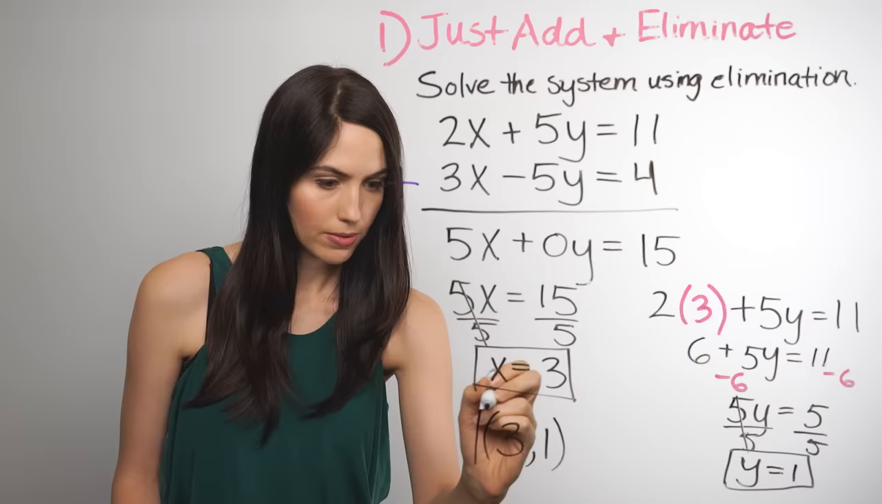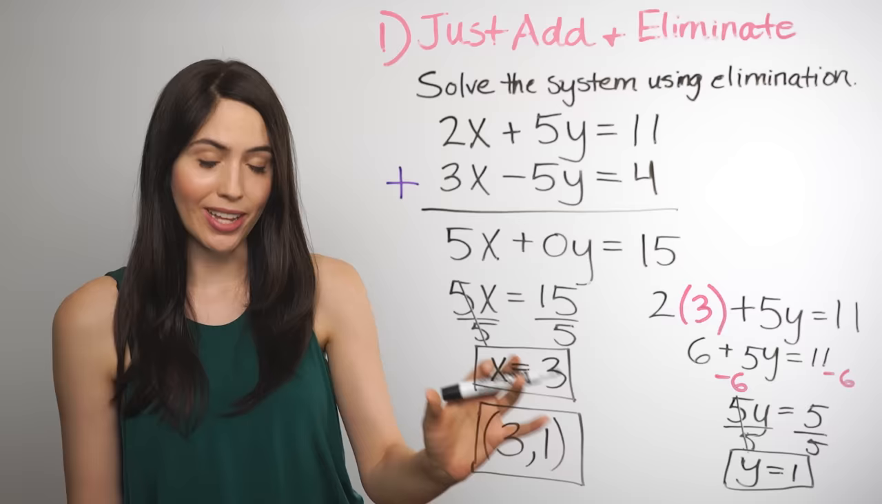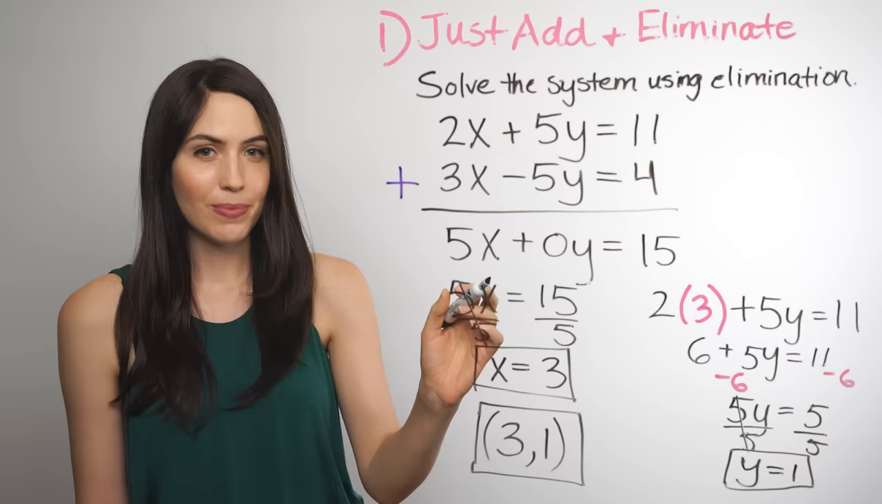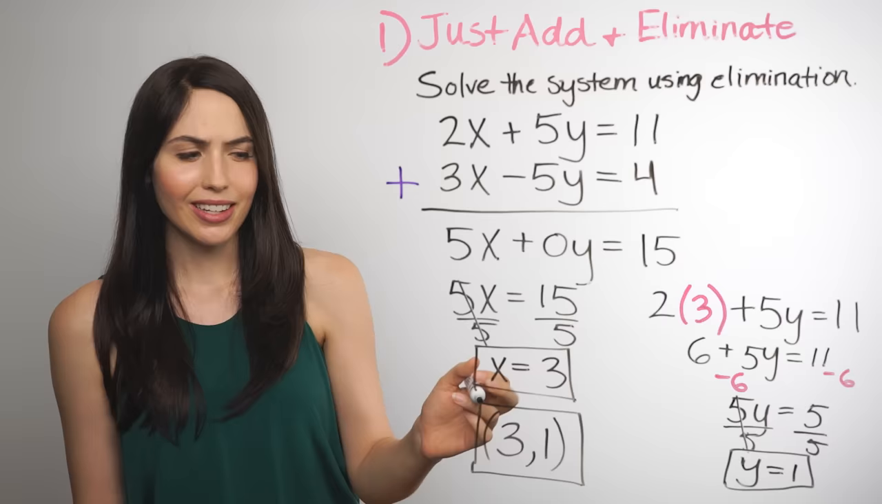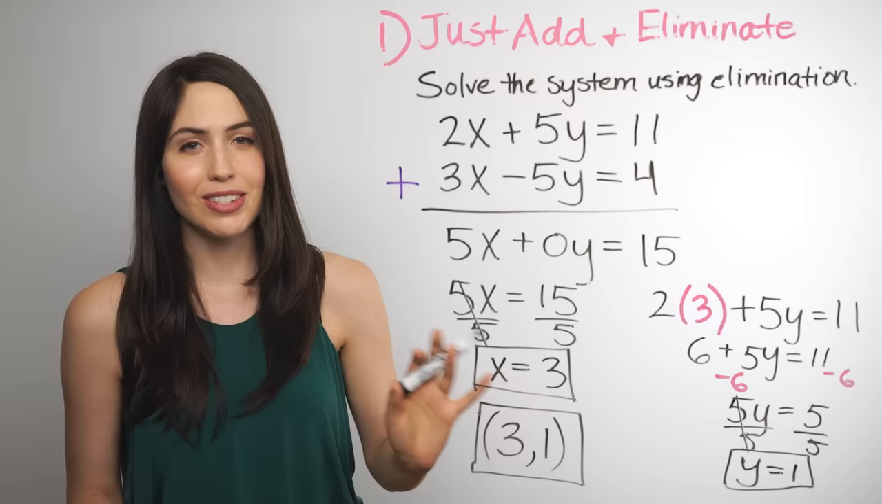So this is the answer, 3 comma 1, that's an xy pair. And I know there are two numbers here, but this is one solution. It just happens to be a coordinate pair. So this system has one unique solution. That's the answer. You can check these numbers if you want. So take the x and y number and plug them back into the original equations. And if you do, you'll see that it works and checks out. You don't have to do that. This is the answer. So that's it.